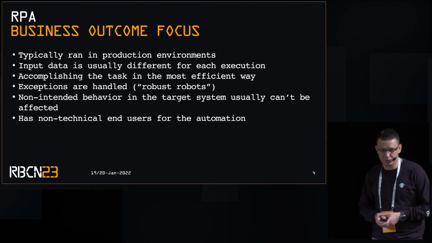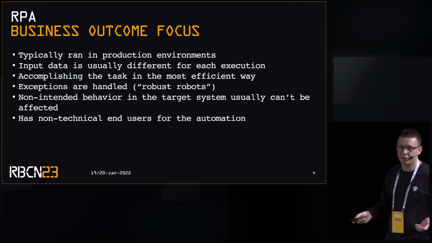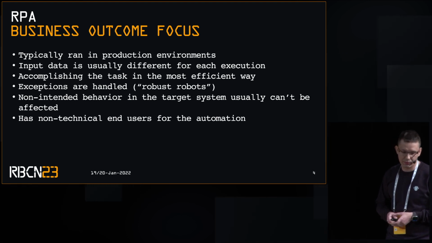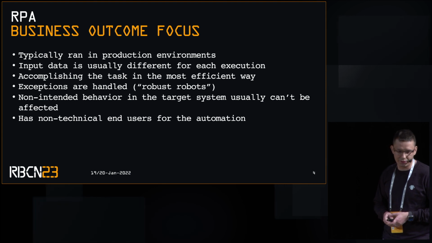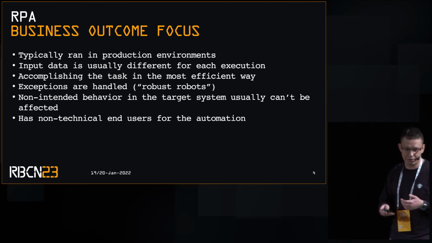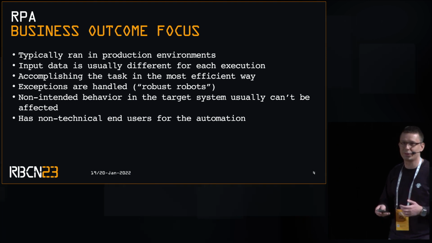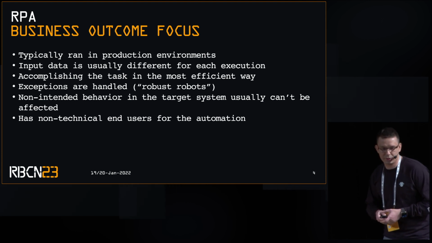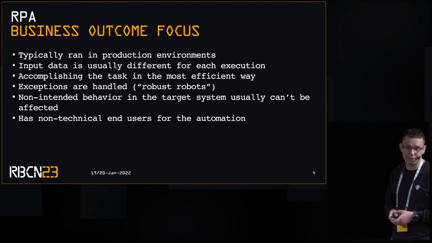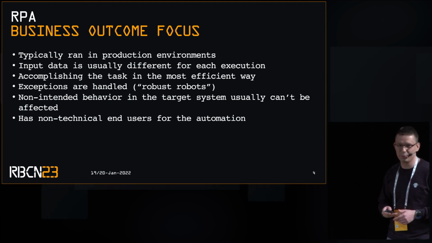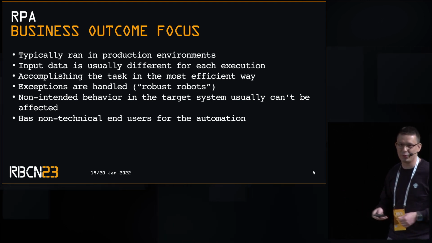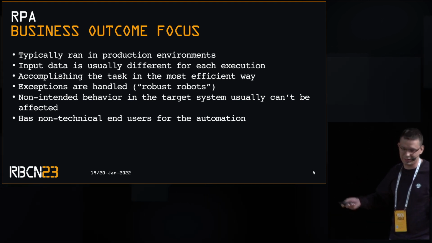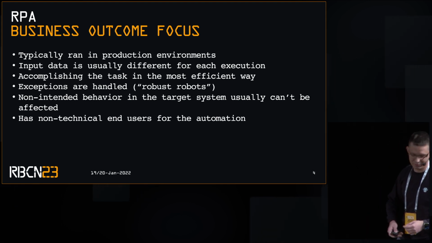Also, the input data is usually very different for each execution. It could be orders or something else, where every day there is new stuff you need to run. Also, you want to accomplish the task in the most efficient way. You want to do as few interactions as possible in the quickest time possible to achieve the end result. Also, the exceptions are handled. So in RPA, your goal is to survive. You want to have that order in that system or that monthly reporting done, and you usually can't just say, okay, now something went wrong and, oh, sorry.